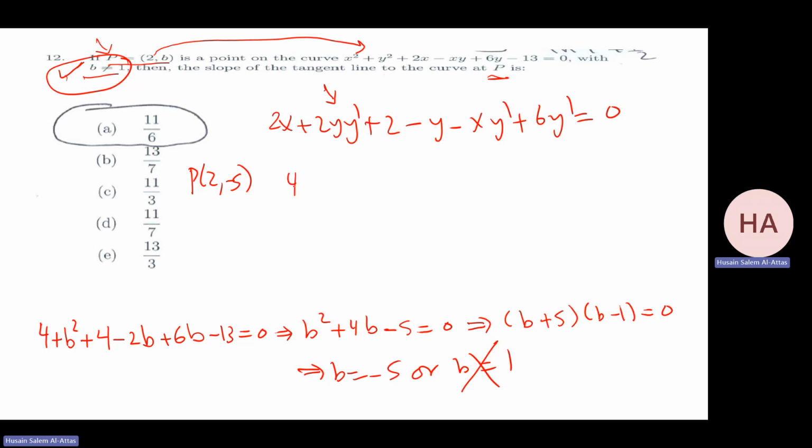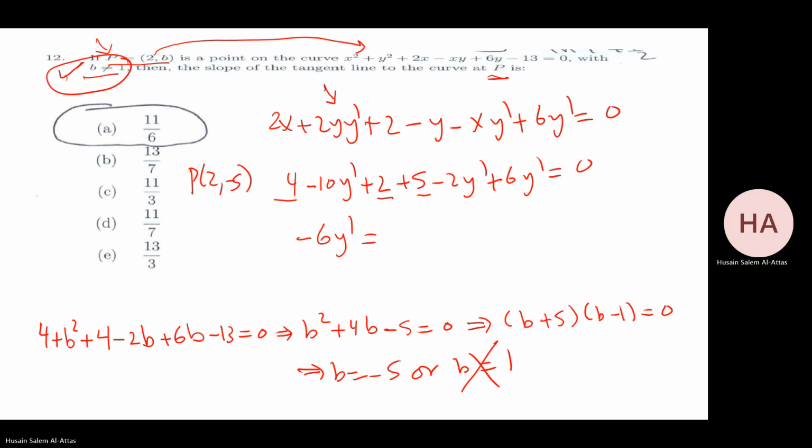Substitute. What will you get? 4 minus 10y prime plus 2 plus 5 minus 2y prime plus 6y prime equals 0. What I have here, minus 12 plus 6. This is minus 6y prime, 4 plus 2 plus 3 plus 6 plus 5, 11. Take it to the other side, minus 11. So y prime is 11 over 6. Yeah, just make it 2b. Just we find b. That's it.